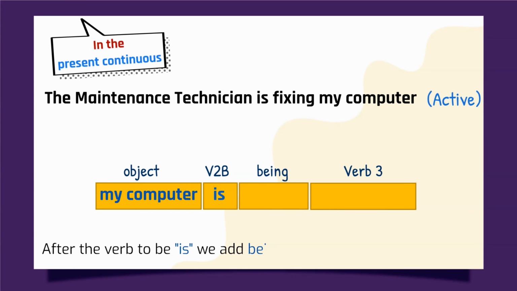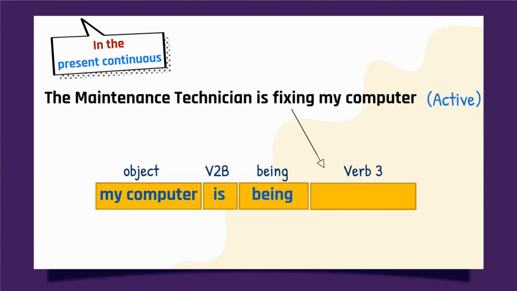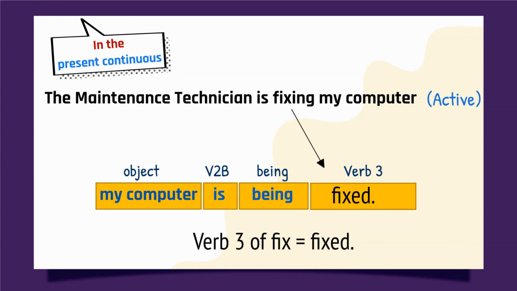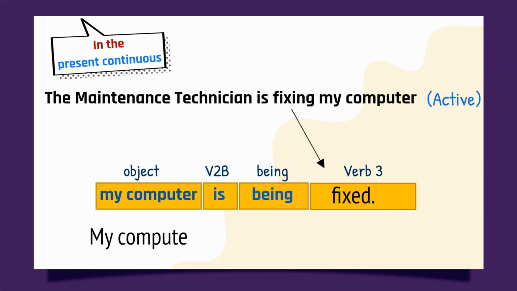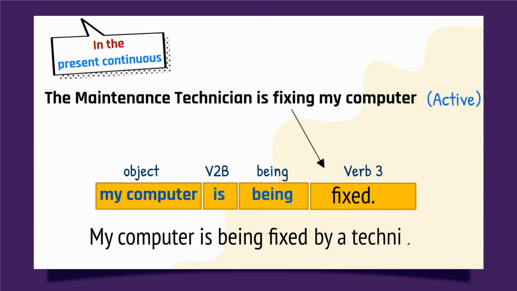After the verb to be is, we need to add being in the present continuous. Verb 3 of fix is fixed. My computer is being fixed. Or we can say, my computer is being fixed by a technician.